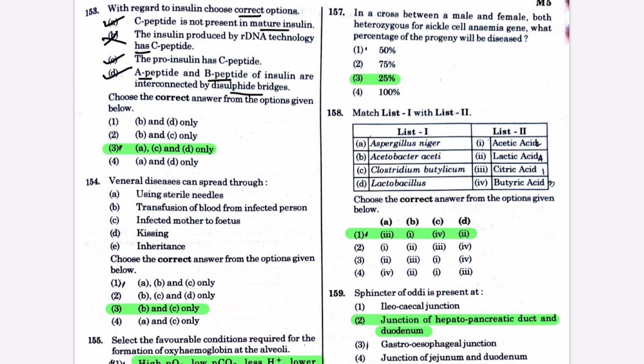B is not correct because in rDNA technology they will directly take A peptide and B peptide and then they will just connect both by means of disulfide bond.